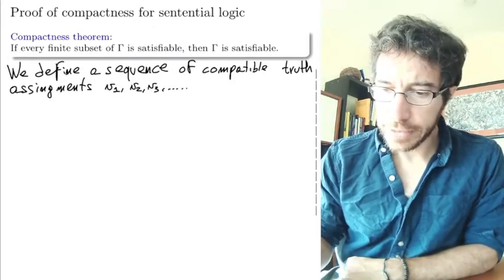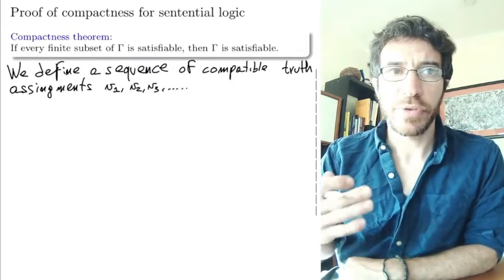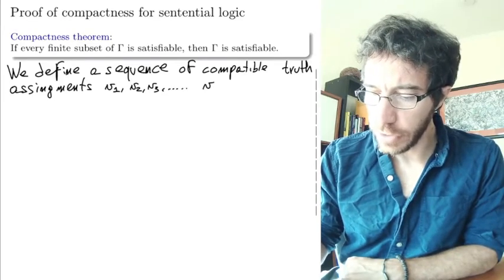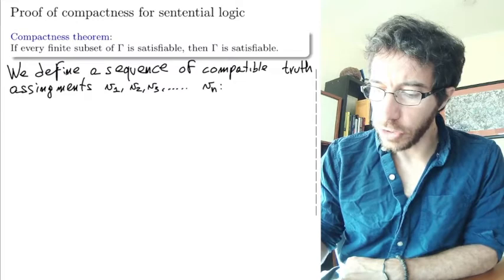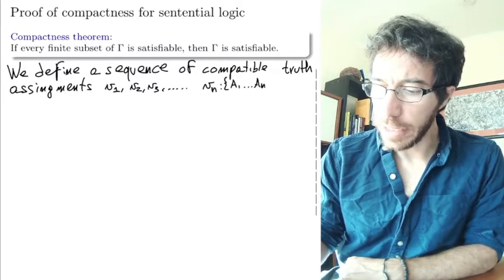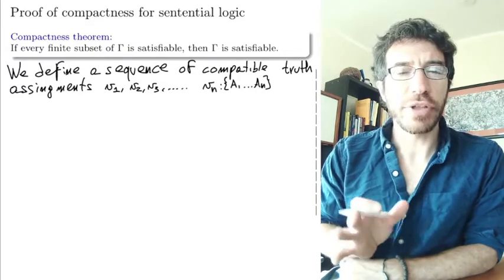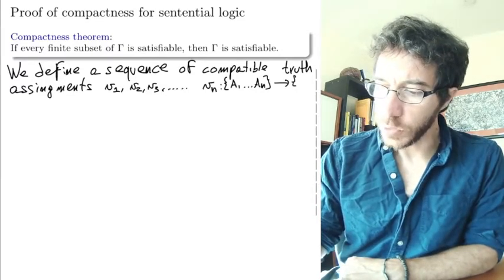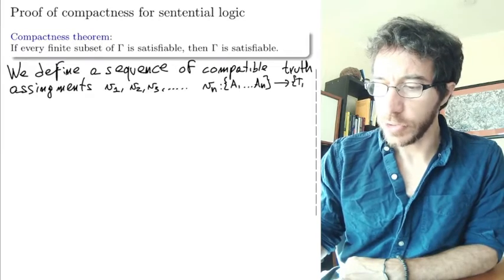We're going to define a sequence of compatible truth assignments, V1, V2, V3, which are defined only on finite sets. So Vn is only defined on the variables A1 all the way up to An, and no more. So not on all of them, just the ones from A1 up to An, and for each of them it's going to assign true or false.